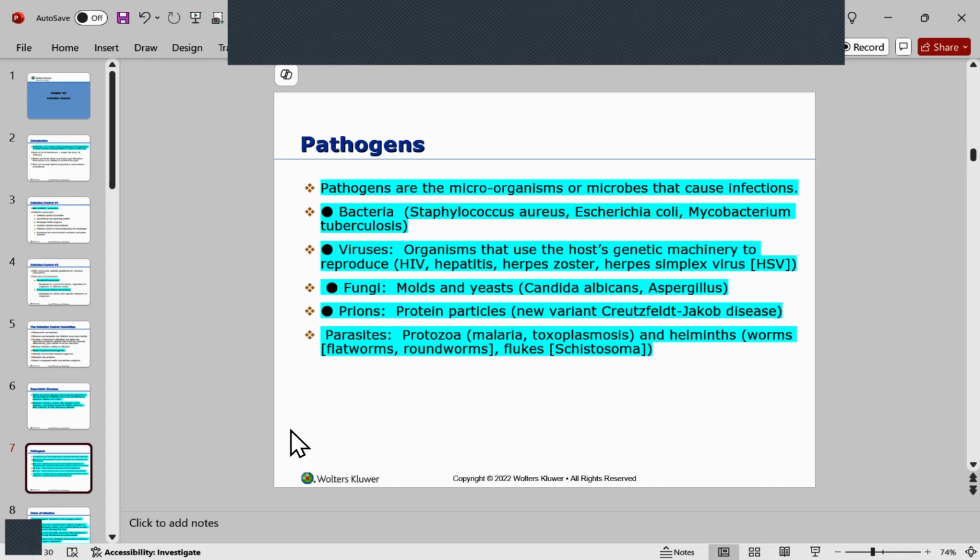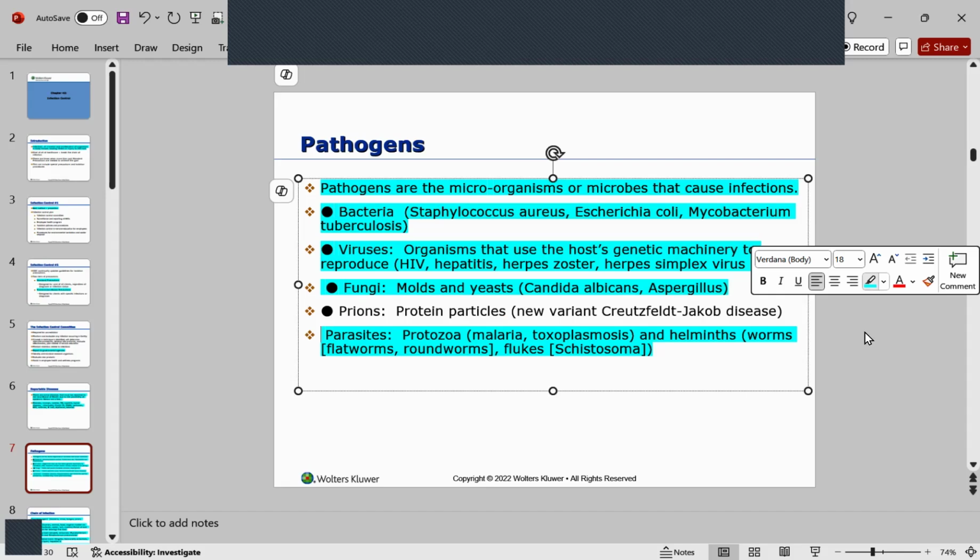Then we have the fungi. There's a fungus among us, and that includes molds and yeasts like Candida albicans, which is candidiasis, and aspergillus. Then we have prions. They are protein particles. Like there's a new variant for Creutzfeldt-Jakob disease. Don't worry about knowing that one. Actually, I'm going to unhighlight that because we will get into that when we get into adult med surg. And then there are parasites. Parasites are living creatures that live off of someone else's body. And parasites includes protozoa. Protozoa cause malaria and toxoplasmosis. And then there's helminths, which are worms, flatworms, and roundworms, and flukes, schistosoma.